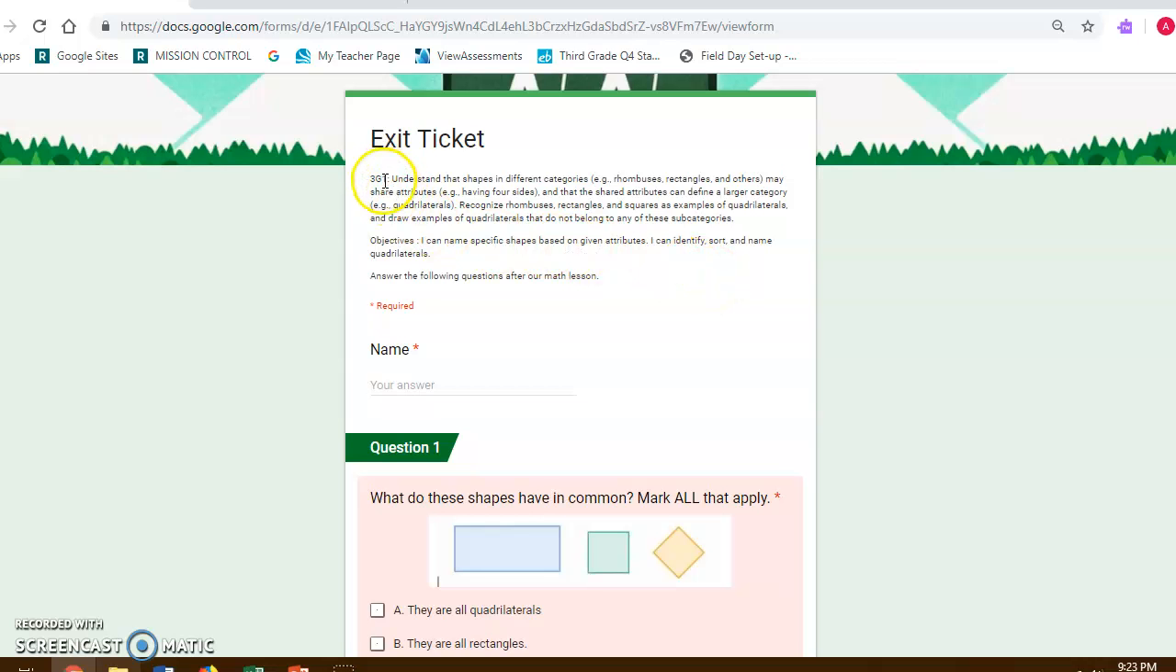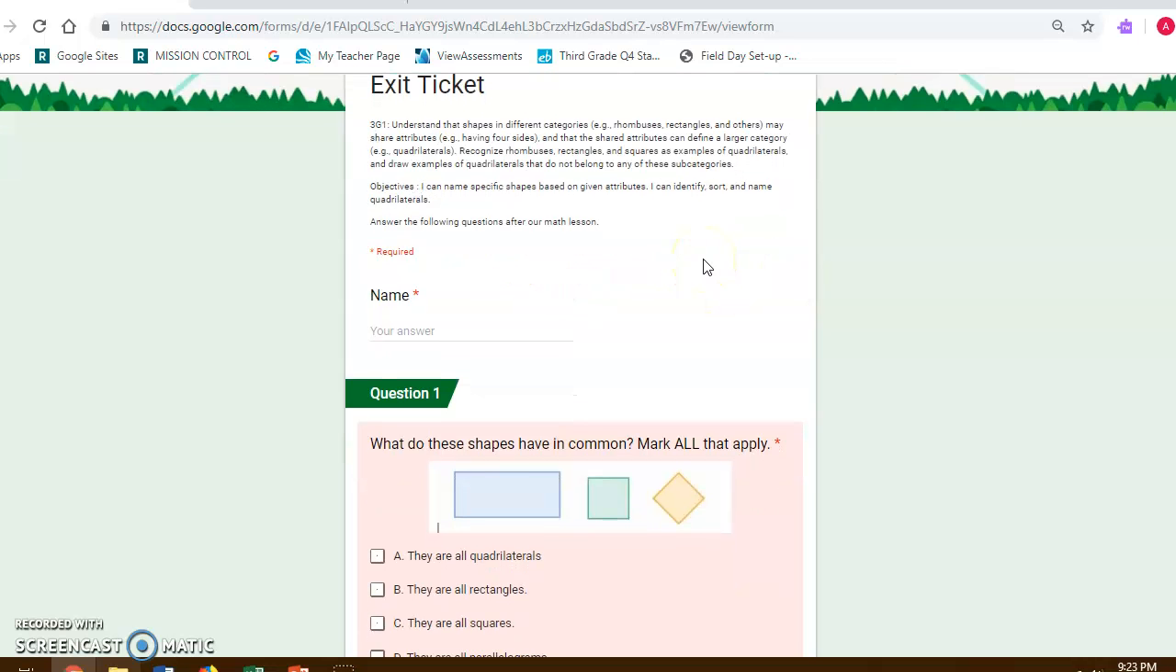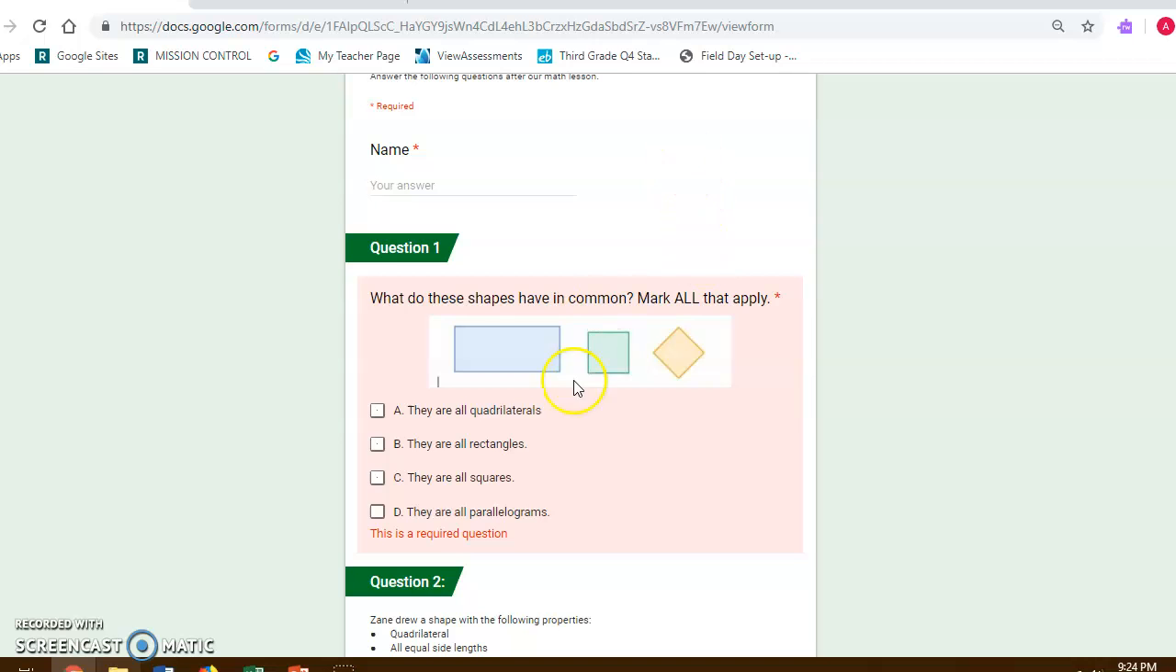For example, I decided to do a third grade geometry standard. So on my exit ticket, I went ahead and wrote the standard here. And then I also added the student facing objectives. So this allows for my students to make sense. Like, okay, this is what my teacher was trying to teach. This is what I should be able to do. So now I'm going to go ahead and answer the following question.